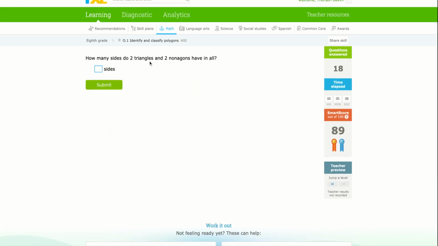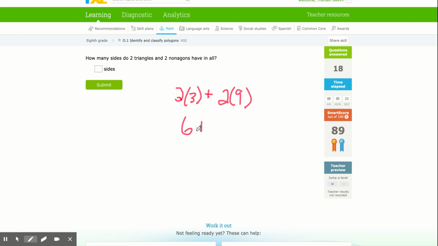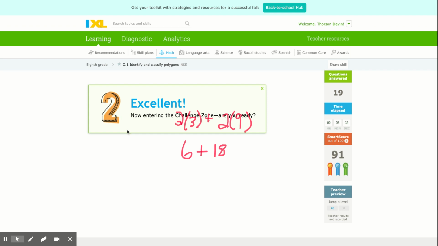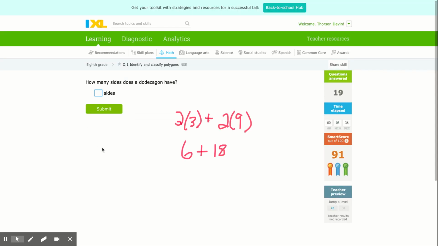How many sides do 2 triangles and 2 nonagons have? Well, 2 triangles is a total of 6 sides. So again, 2 triangles with 3 sides each, and I'm going to add that to 2 nonagons. And again, if you need to look it up to find out that a nonagon has 9 sides, that means I have 6 plus 18, or I have a total of 24 sides for that number of triangles and nonagons. Again, they're throwing in some math, so that's all right. They can throw in some math.